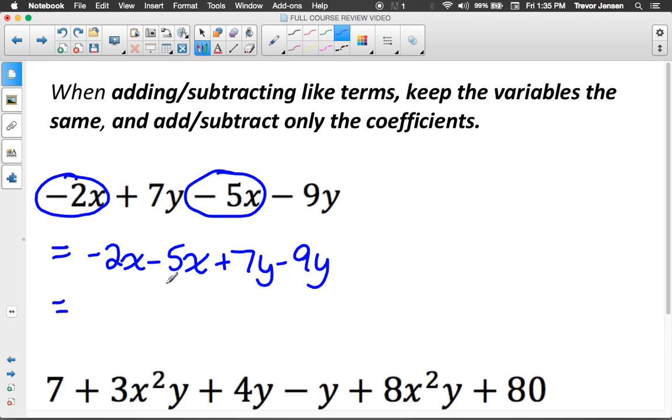So negative 2 minus 5, that's negative 7. And then you keep the variable exactly the same. Don't change the exponent on the variable at all. It stays exactly the same. Don't get this confused with exponent laws.